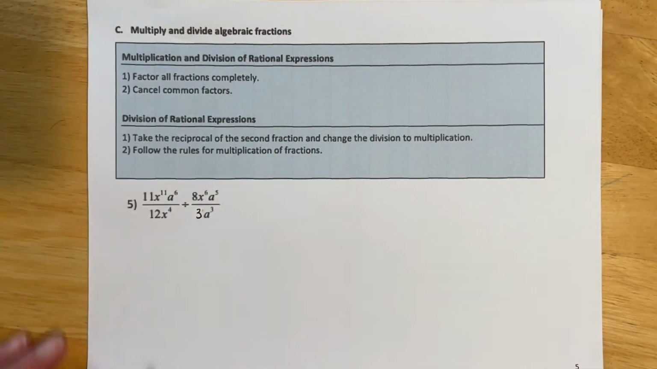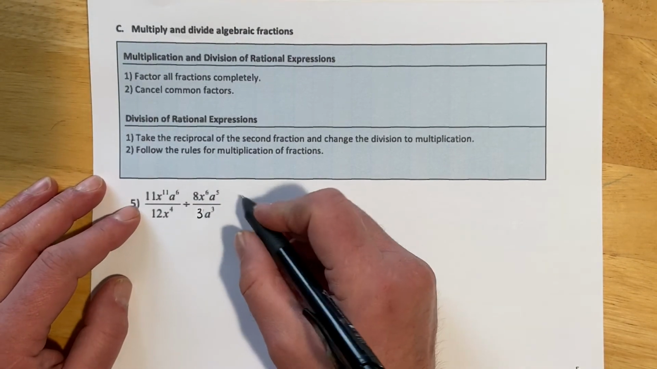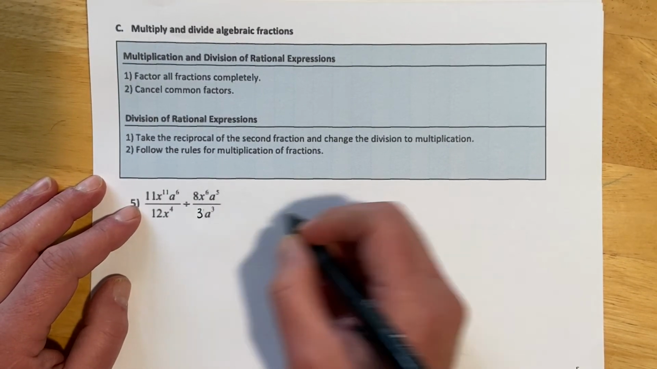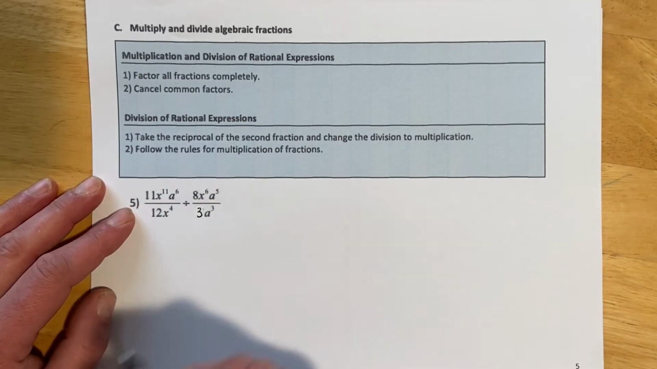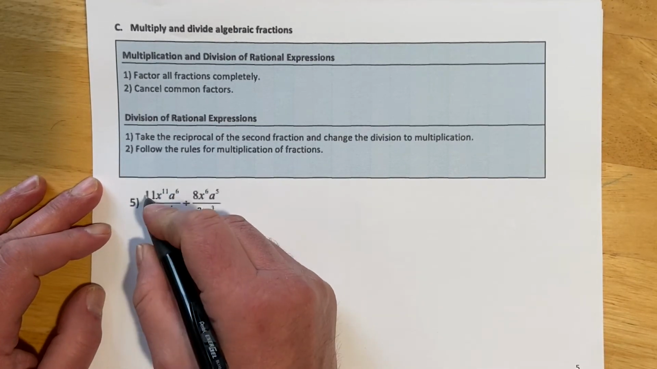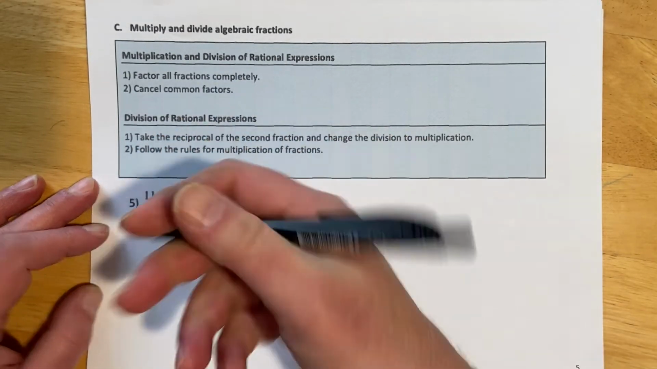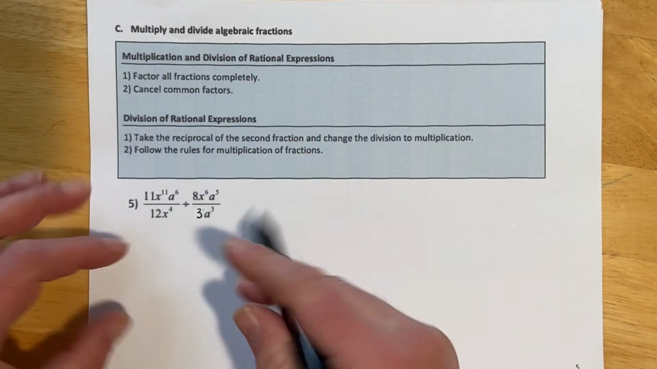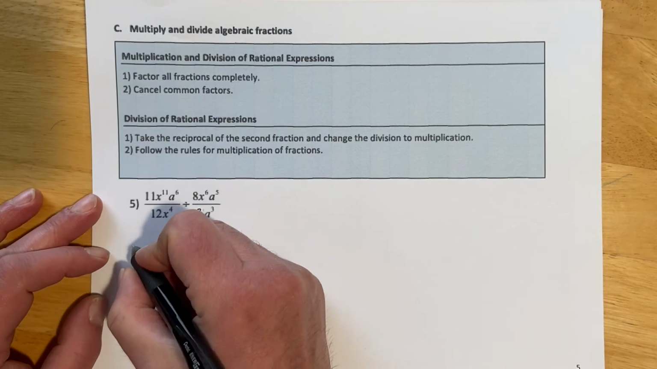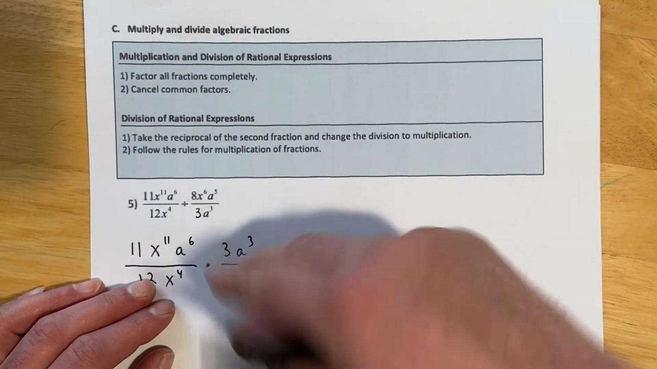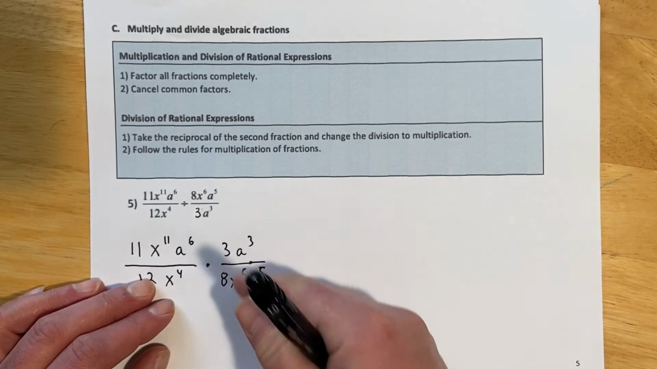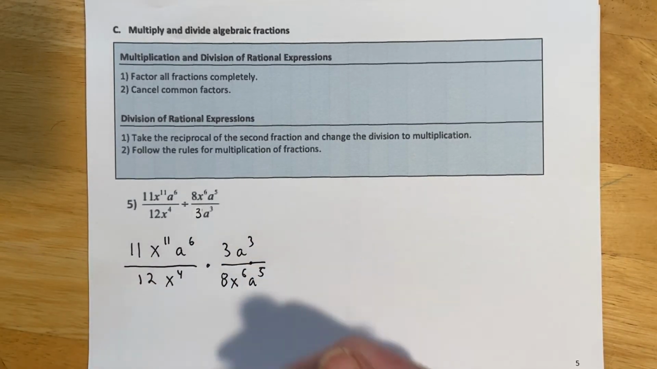So for this one, I'm going to rewrite this. I have a couple of different things going on. I have this division, so let me get that much rewritten right here. I'm just going to rewrite this with this first fraction flipped over, and that'll give me a chance to write a little bigger as well. Okay, so here's what this would look like with just having taken the reciprocal of the second fraction.